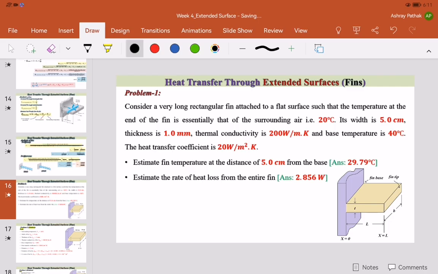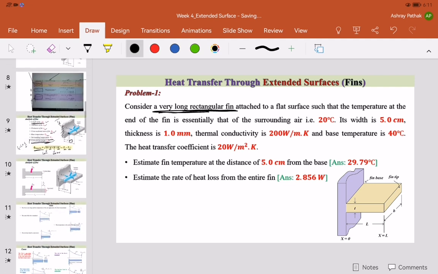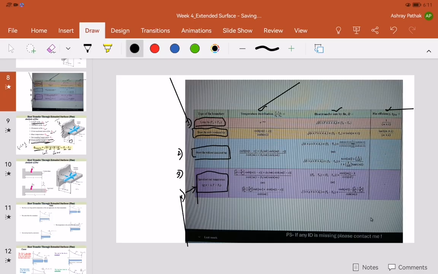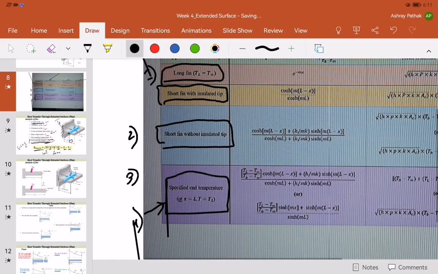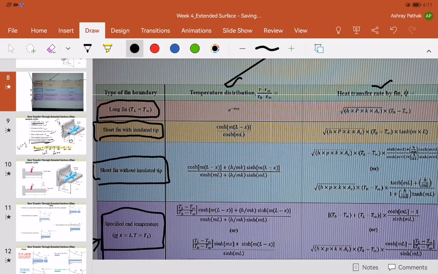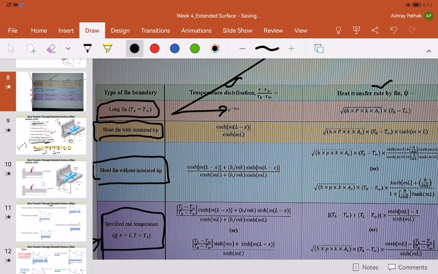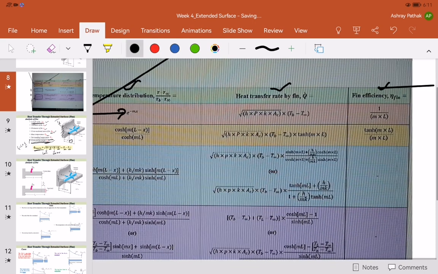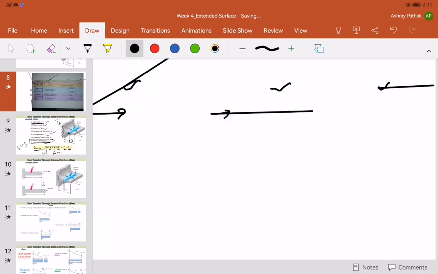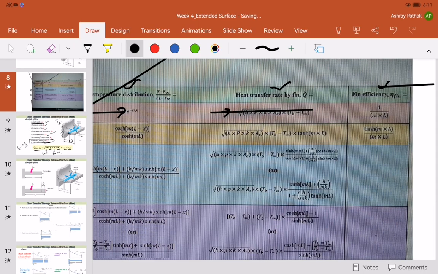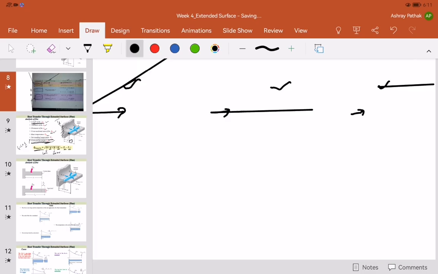Now consider a very long rectangular fin. The question itself says that it's a long rectangular fin. If you go back to the formula sheet, which is here, and zoom in, for a long fin the temperature distribution is given by this formula, e to the power minus mx. Heat transfer rate is given by this formula, and fin efficiency is given by this formula.